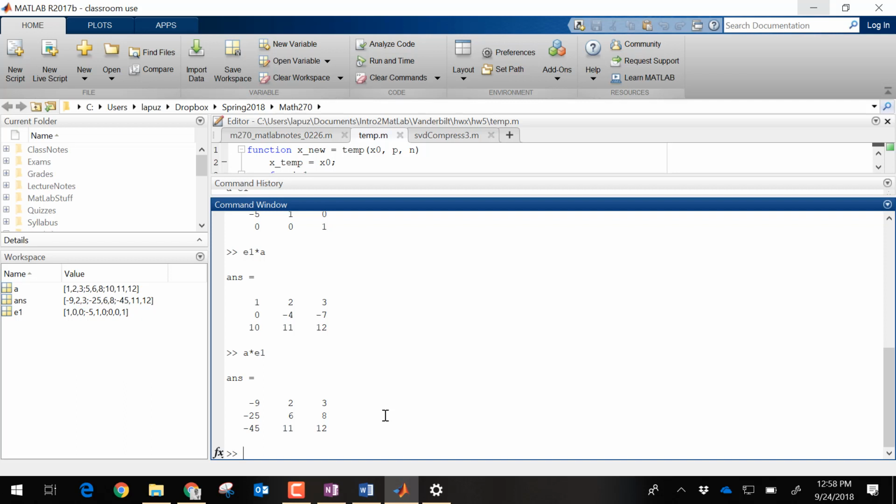So I don't want A times E1. I want E1 times A. Right? So we can call that another matrix if you want. I'm just going to call it E1 times A. And what I'm going to do now is create another elementary matrix to see if I can eventually row reduce this. Okay.